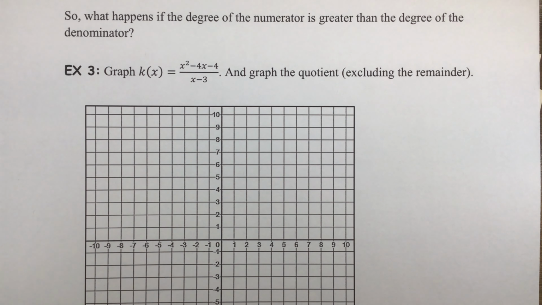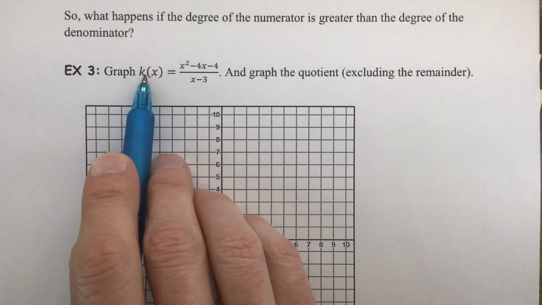All right, so we have one more case to consider. What happens if the degree of the numerator is greater than the degree of the denominator? In this case, there's only one particular scenario that we're going to look at, and that'll be when the degree of the numerator is greater than the degree of the denominator by exactly 1 degree.